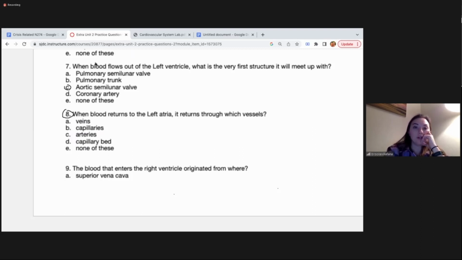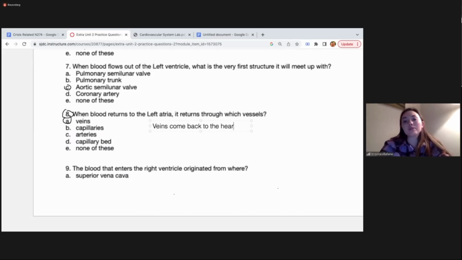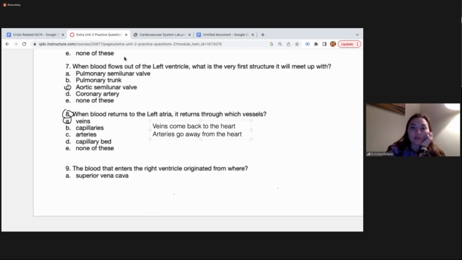Good, good. So blood always returns to the heart through veins. Veins come back to the heart. Arteries go away from the heart. So if it's coming back to the heart, it's always coming back to the heart as a vein. Good? Great. Good job, guys.